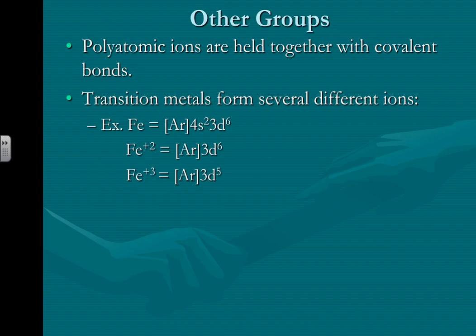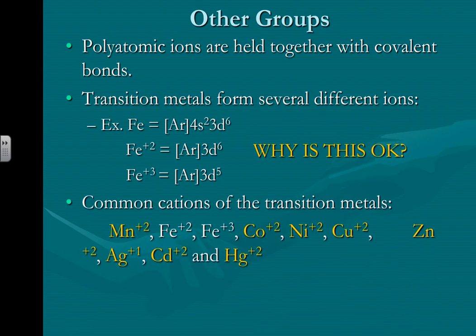Well, how many does d fill with? It fills with 10. So for an iron to go from a 3d6 to a 3d5 actually makes a pretty good amount of sense because it's going to a half full orbital. And that's a relatively stable configuration. So again, the two different ions make sense for the electron configuration, and in fact, you're going to see that throughout. So hopefully I just answered the question, why is this okay?